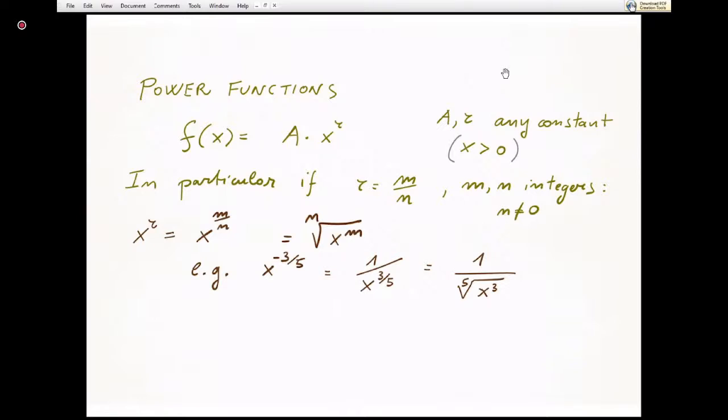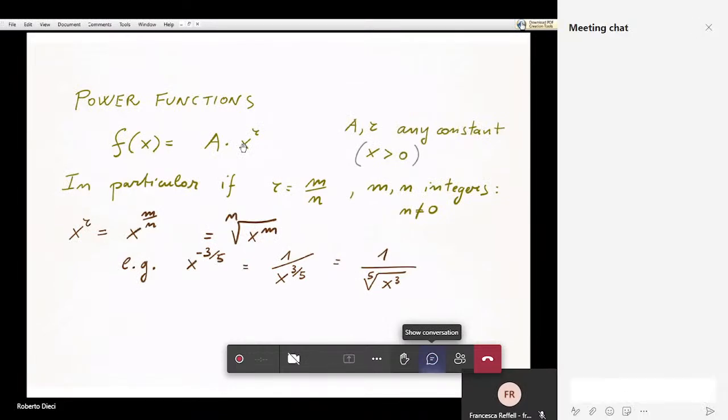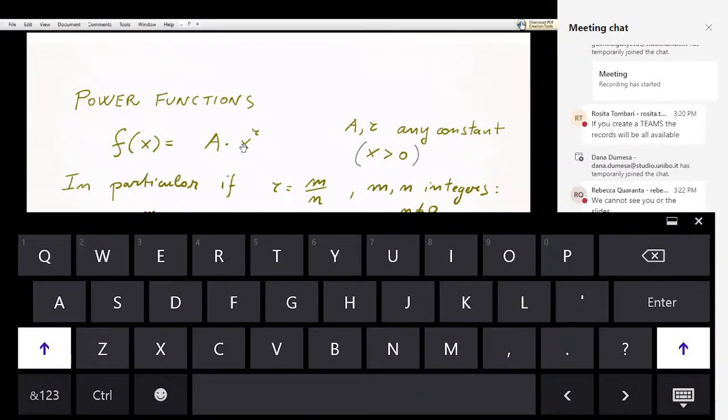So in principle, this is not so easy, I mean, as the straight line or the parabola. There are some delicate points about power functions. The general form of a power function to us is of this type: capital A is any constant, it can be positive or negative, times x to the power of r. x must be strictly positive. Next I will explain why.